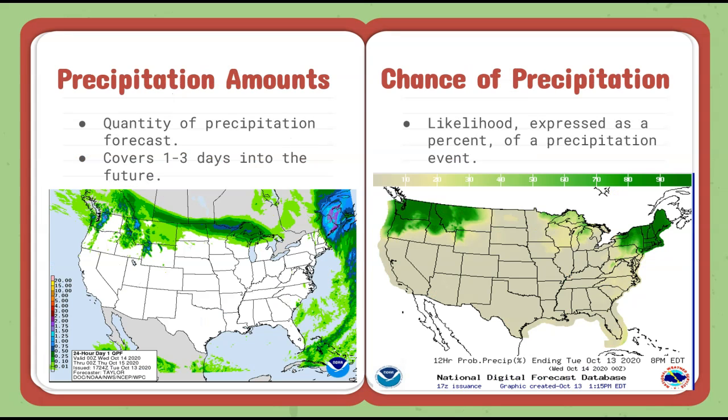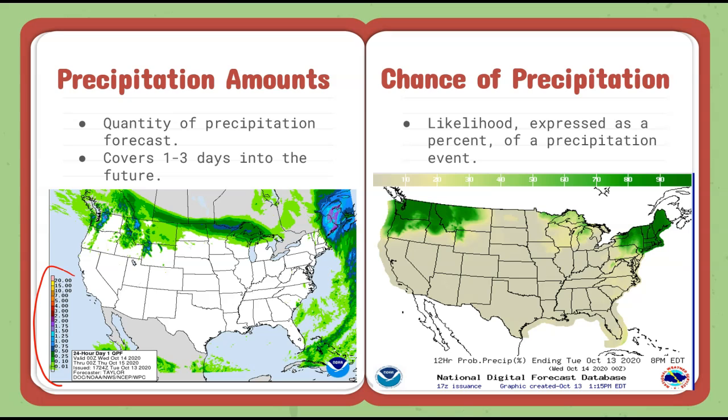The next two types of maps are precipitation amounts, which is the quantity of precipitation forecast. These predict the quantity of precipitation, whether it be snow or rain, and it covers typically 1 to 3 days into the future. This one just happens to be 1 day or 24 hours.